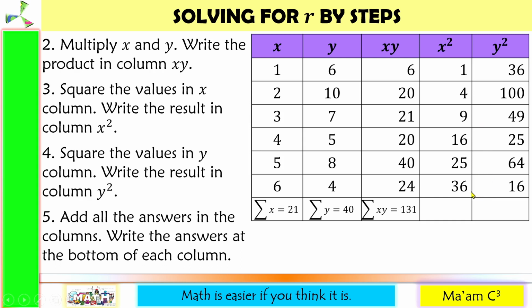And 55 plus 36 is 91. Summation of X squared equals 91. Last column for Y squared, 36 plus 100 is 136. 136 plus 49 is 185. 185 plus 25 is 210. 210 plus 64 is 274. And 274 plus 16 is 290. So the summation of Y squared is equal to 290.